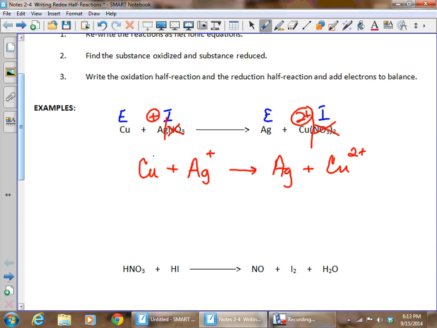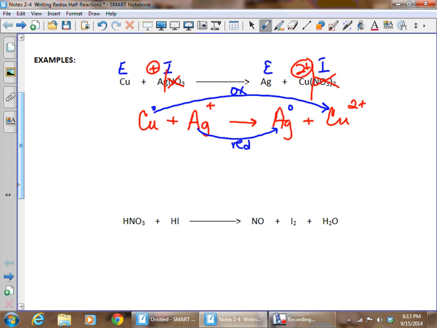Since both metallic copper and silver have 0 for an oxidation number, this is going to end up leaving copper as a substance that's oxidizing and silver as a substance that's reducing. Now, the reason I like to draw these arrows is not just to emphasize that oxidation reactions increase in oxidation number and reduction reactions decrease in oxidation number, but these arrows also help us decide what goes to what in our half reactions.